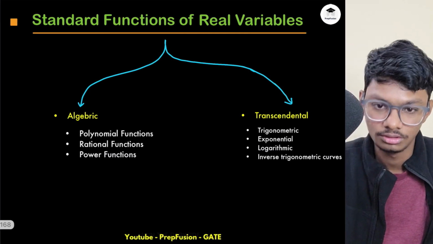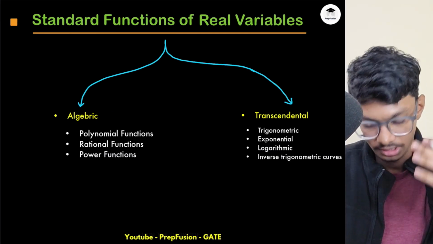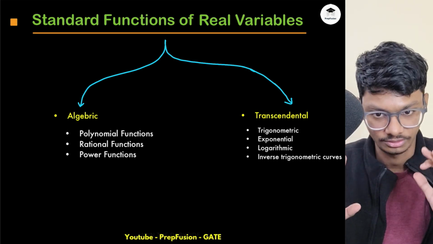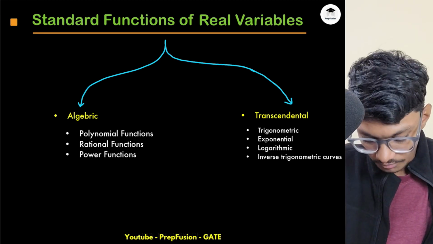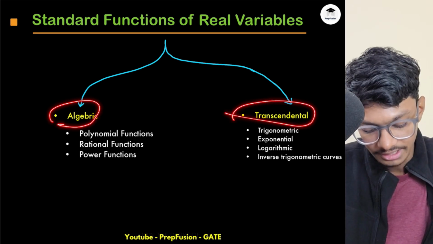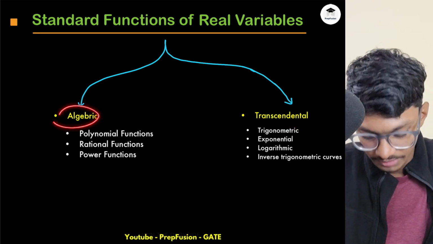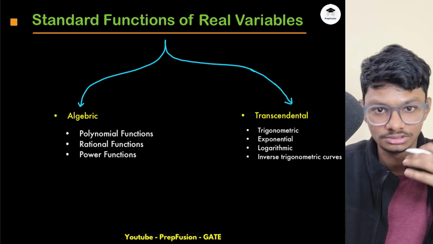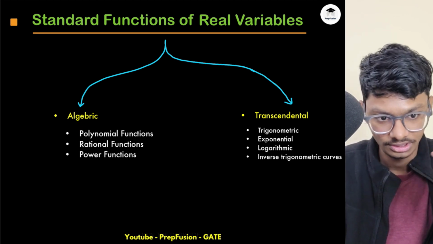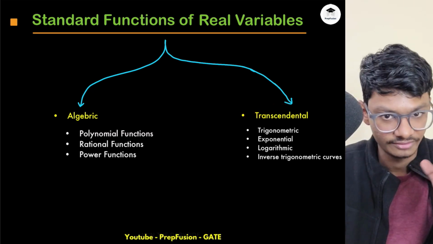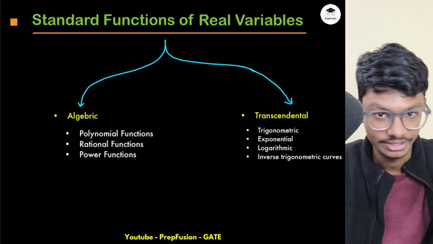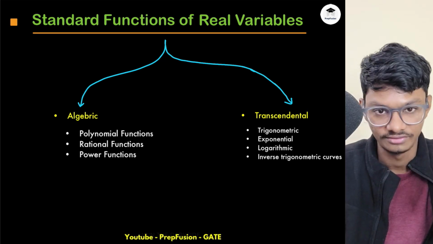Okay. So let's now learn about a few standard functions of real variables. We're only talking about real variables right now, not complex variables. So we have algebraic and transcendental. Algebraic involves only algebraic operations: addition, subtraction, division, all those things. Transcendentals are a bit different, like trigonometric. I hope you know what trigonometric functions are. Or exponential, or logarithmic, or inverse trigonometric.